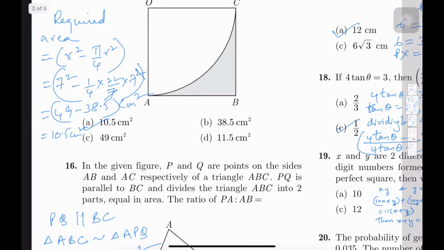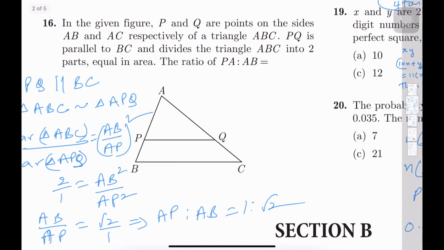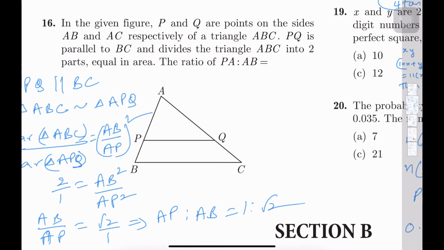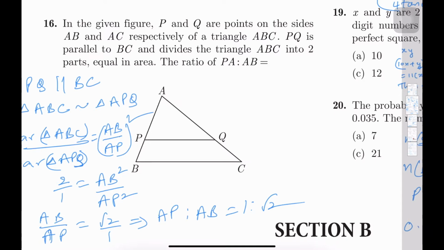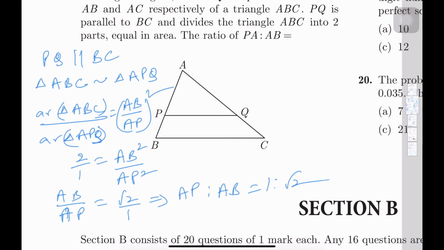Next, going into the 16th problem. In the given figure, P and Q are points on the sides AB and AC respectively of a triangle ABC. PQ is parallel to BC and divides the triangle ABC into two parts equal in area. The ratio of PA to PB is equal to how much?